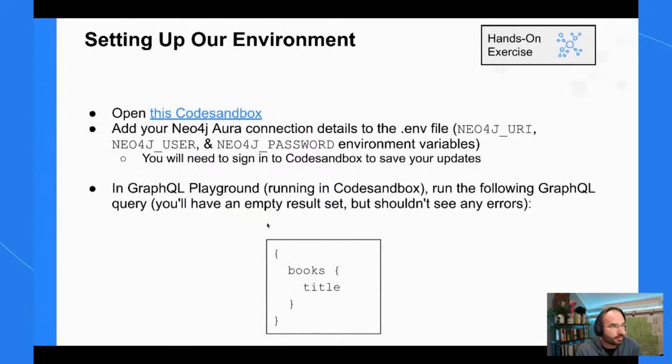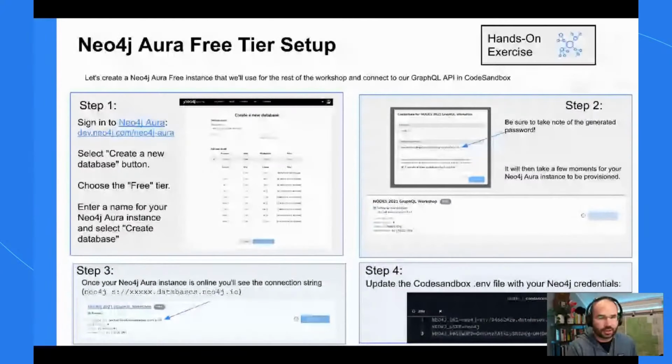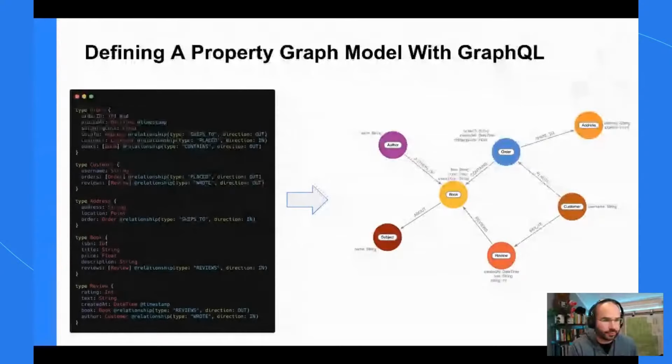Hopefully everyone got their CodeSandbox set up by updating the .env file. And again, if you have an error or something didn't quite work out, let us know in the chat and we'll try to get that figured out. If you missed the provisioning your Aura step, you can follow the slides here to provision your Aura instance, and then you can see where in the .env file in CodeSandbox we update those values with the connection credentials for our Aura instance.